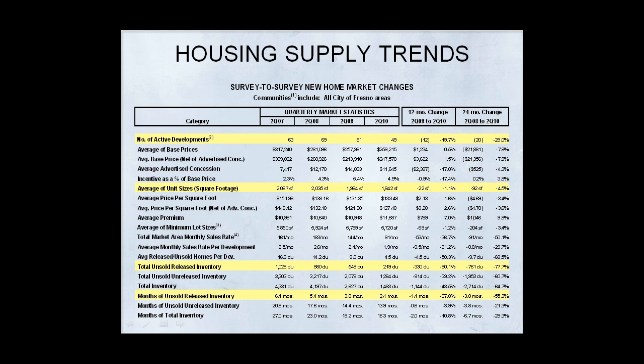How does that apply to the housing market in Fresno? This is a survey-to-survey comparison of active communities in this market that Real Estate Economics surveys every quarter. In the first yellowed bar, I'd like you to look at the number of active developments. You can see this has come down quite a bit from 69 in 2008 to 49 presently. You think, well, maybe that's not that big of a decline. Let's dig into that number just a little bit more.